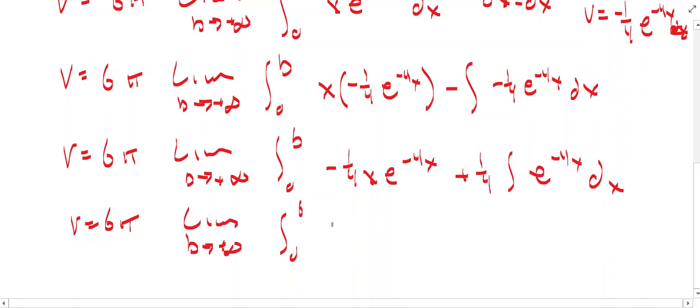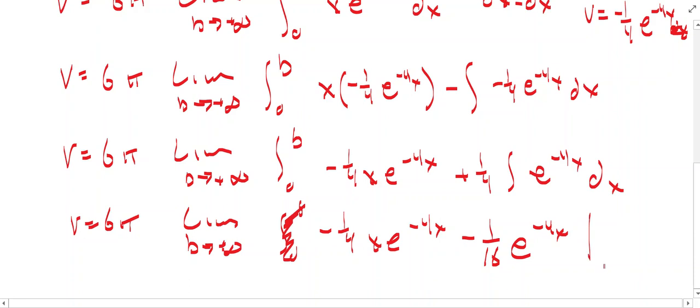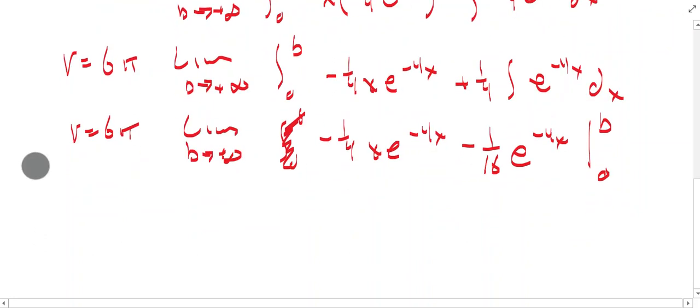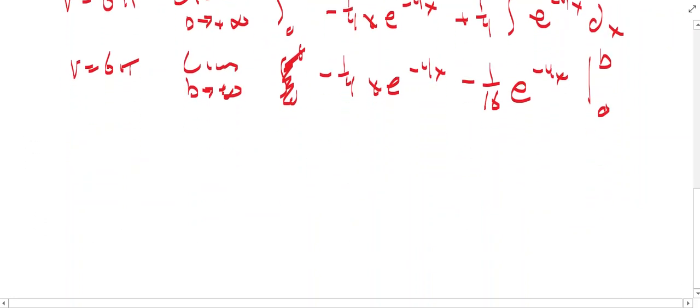Now, integrating this last integral, we will have negative 1/4 x e to the negative 4x. And so this is going to give us a minus 1/16 e to the negative 4x. Now all of this is being evaluated from 0 to b. And because I finished my integration, I really didn't need that there. I should put this over here, from 0 to b. Now comes the part where we have to actually start to evaluate all of this.